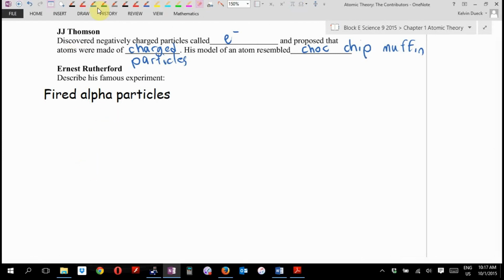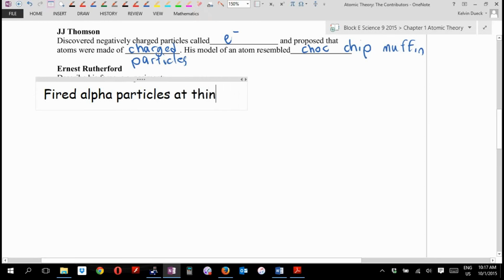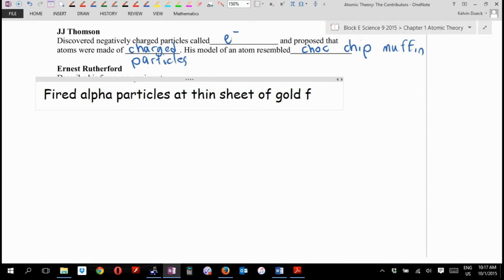So he fired alpha particles at a thin sheet of gold foil. What happened? Two things. Most of them, okay, I'm even going to say almost all, went straight through. I know that's not how you spell through. I told you in my notes I'm going to abbreviate, right?